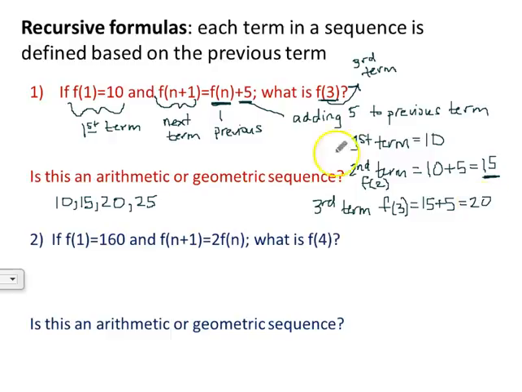So what kind of sequence was that? What kind of sequence is this if we have 10, 15, 20, 25? Is it geometric or arithmetic? Since we're increasing, and up here it tells us by plus 5 every time, looking at this formula and seeing that plus 5, that's a giveaway that this would be an arithmetic sequence, because we're adding to the previous number each time.